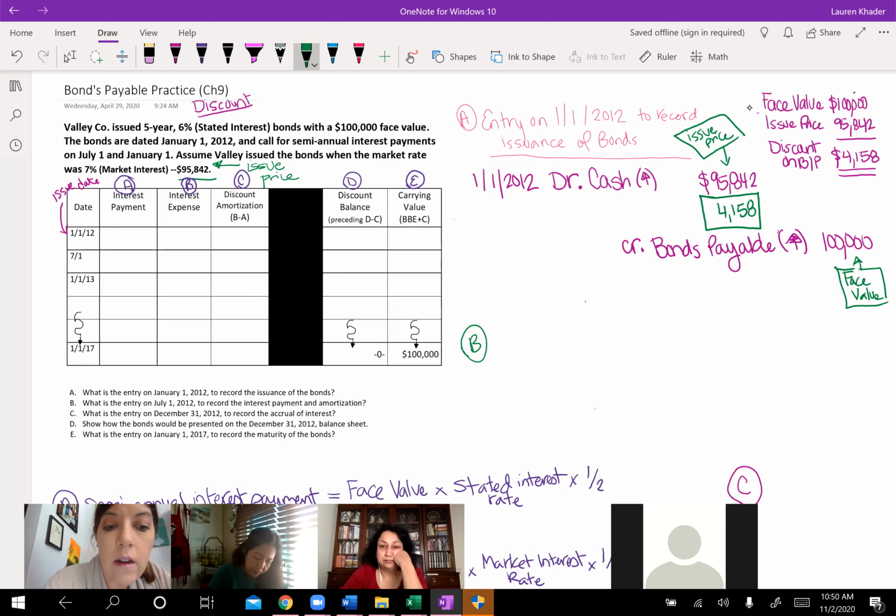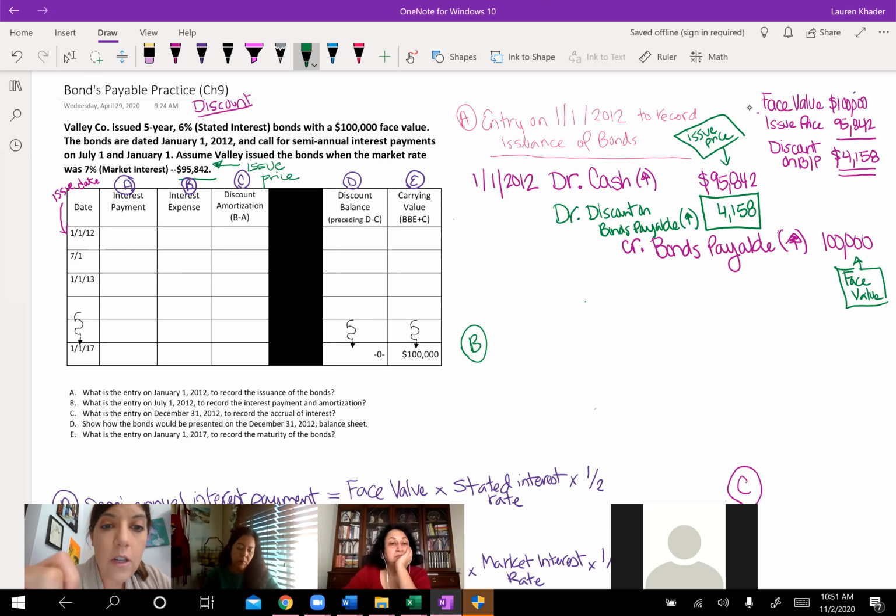4,158. And we're going to debit that contra liability account, discount on bonds payable. We know at maturity, this account will be 0. It's slowly going to be reduced at every interest payment date. So once we have that journal entry, we can fill out that first date, which is always our issue date.